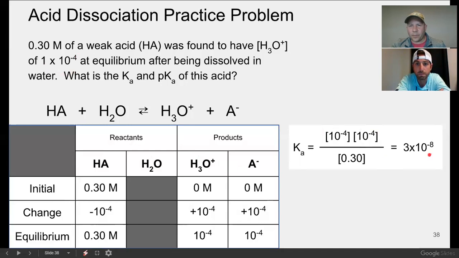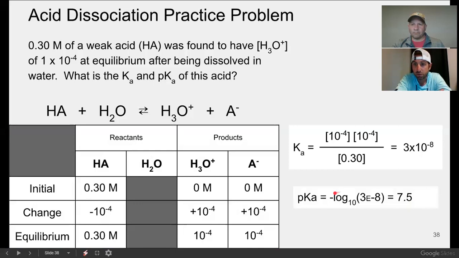And then how do we find the pKa? If we know the Ka, now we've already solved that part. How do we find the pKa? So remember that P in your brain means negative log base 10. So we're going to take the negative log base 10 of 3 times 10 to the negative 8th, or 3e to the negative 8th. And that gave us a pKa of 7.5.